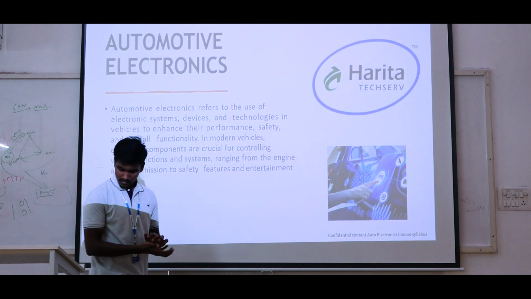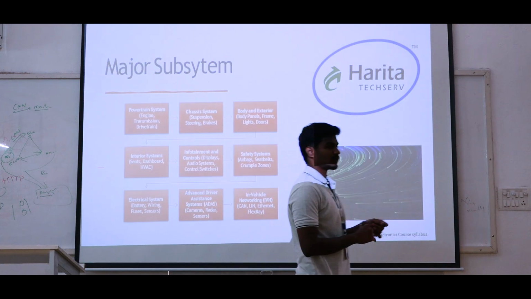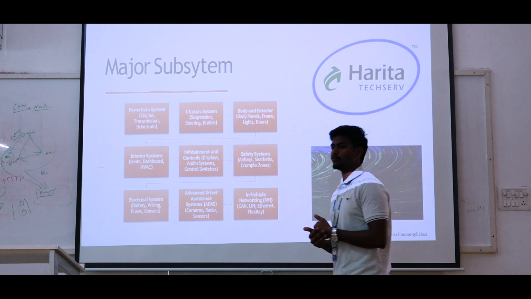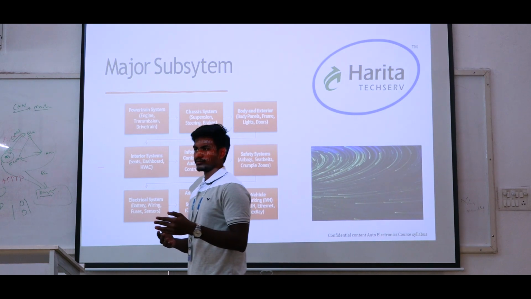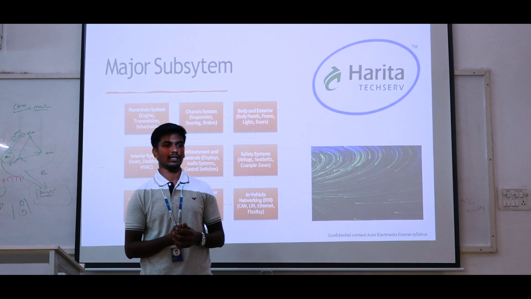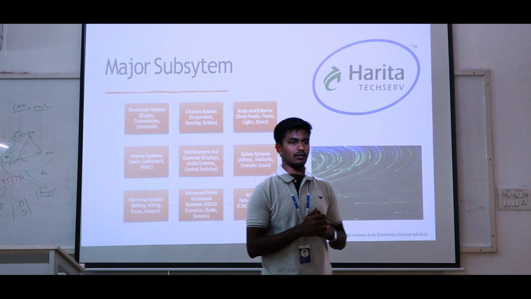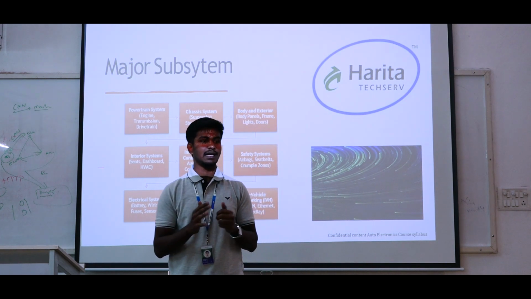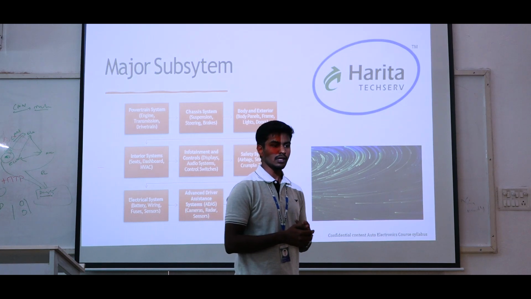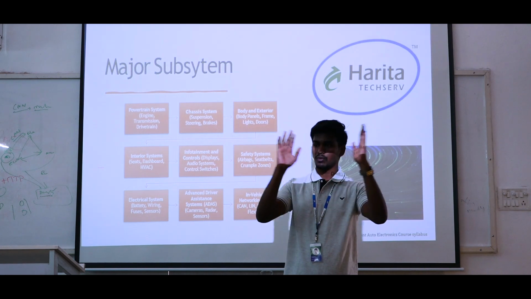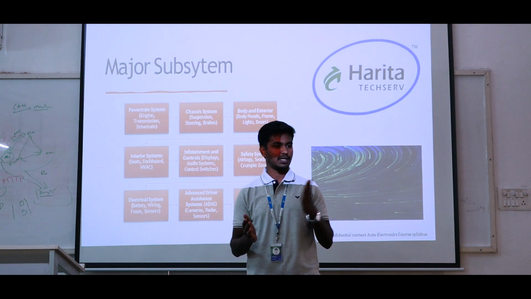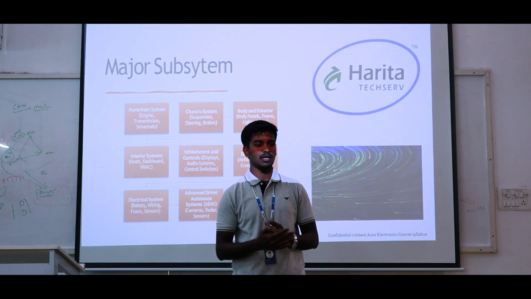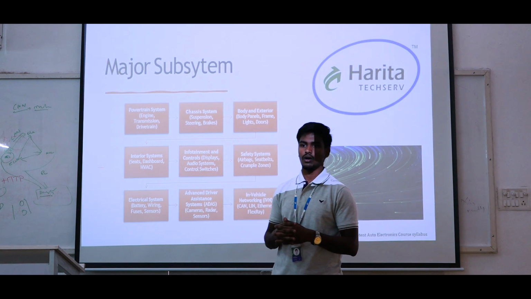The major subsystems of automotive electronics are in-vehicle networking, chassis system, powertrain, infotainment, and instrument clusters. Automotive electronics covers the entire car: the body control modules, the entire body of the car, the powertrain system, chassis system, transmission system, and engine systems.